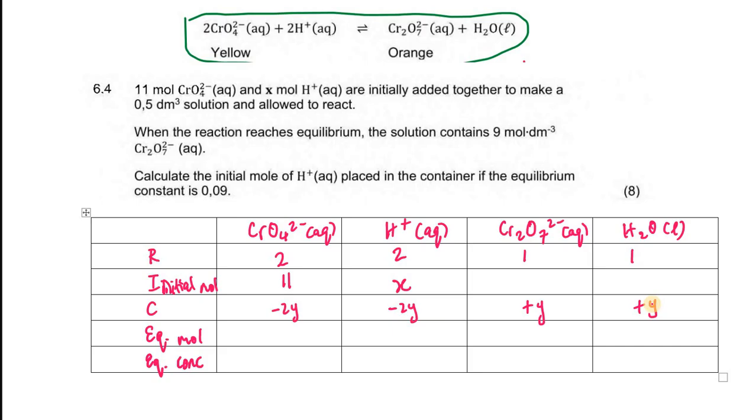Now we're told that at equilibrium we have 9 mole per decimeter cubed of Cr2O7, meaning for this one, what are we given? What is this thing? You must know the units, guys. This is concentration. Since it is at equilibrium, it's called equilibrium concentration, which means that for this part we are given 9, because that is the equilibrium concentration.